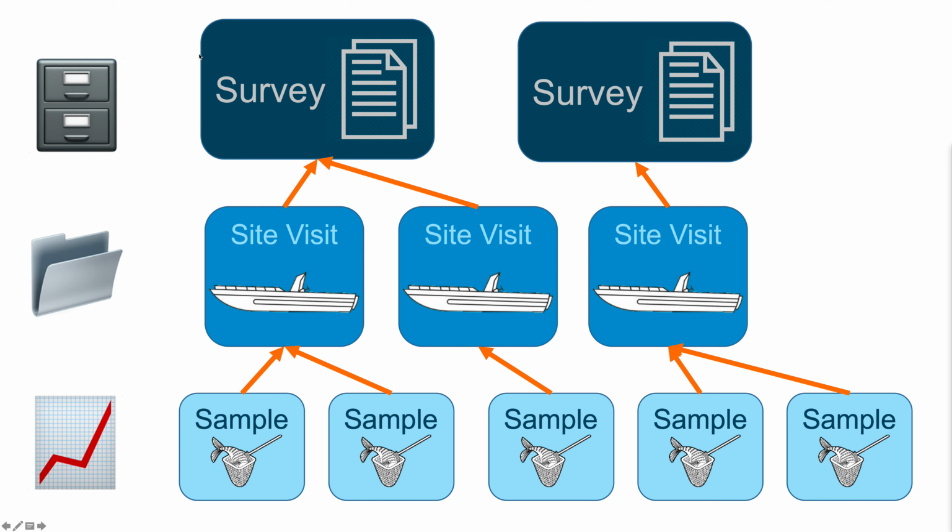So the system is organized as simple as this. You have surveys, which are at the top level, which are the drawers in which you hold your data. You have site visits, which are the folders that you use, and you put those in the drawers or your surveys. And then you have samples, and samples are your data sheets, and one or many of them may belong in a single folder, which then goes in a particular drawer.